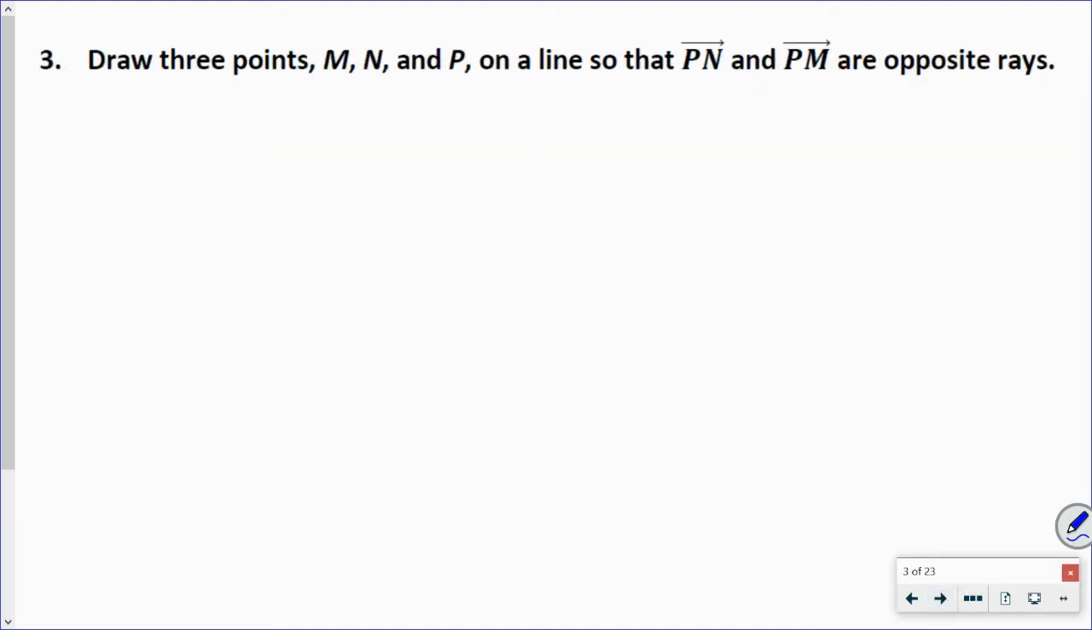Draw 3 points, M, N, and P on a line so that ray PN and ray PM are opposite rays. So remember, opposite rays are rays on the same line that go in different directions. And here we can see that P is in both of them, and it's actually the starting point of both rays. So that tells me that P is between M and N.